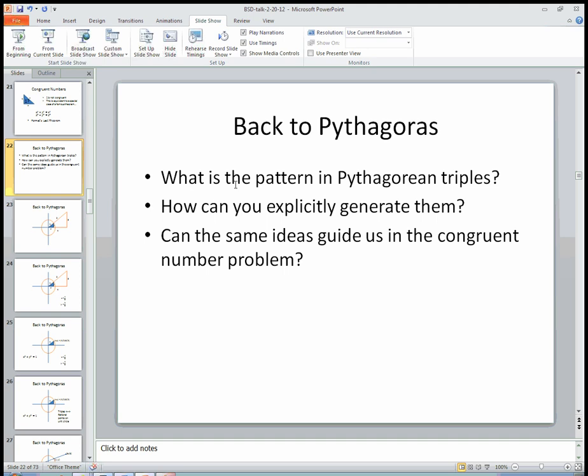What is the pattern in the Pythagorean triples? I mentioned that there's a pattern. How do you generate them, as opposed to just finding them randomly? And can the same ideas guide us in the congruent number problem? And of course, the answer is yes, but not in a super obvious way. So let me lead you through that.